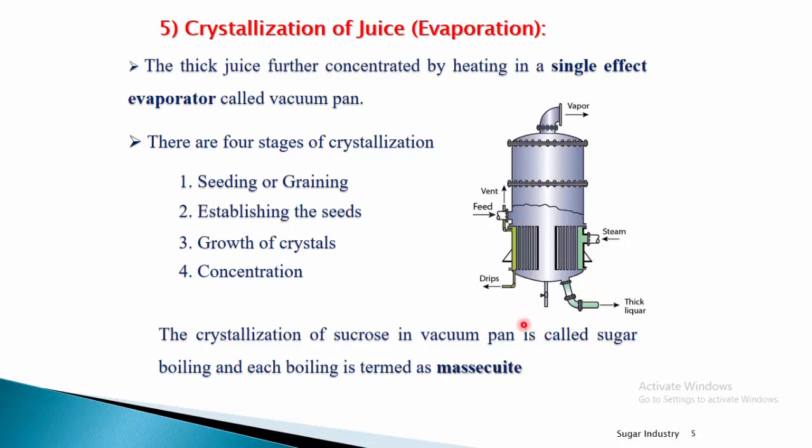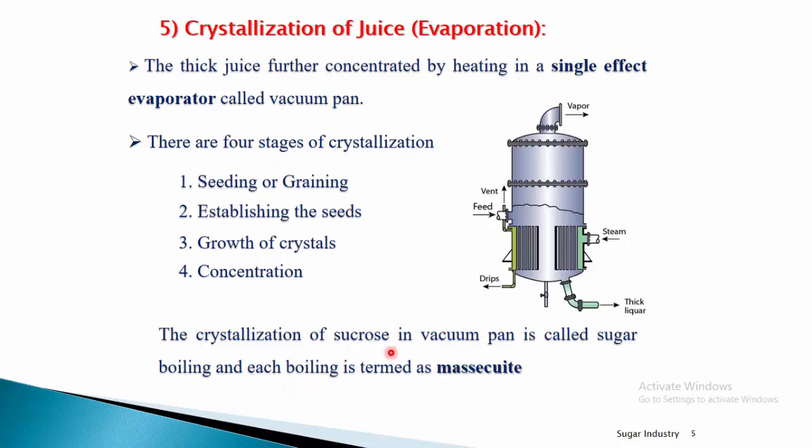Here in the single effect evaporator, there are four stages of crystallization, as we can see here: seeding or graining, establishing the seeds, growth of crystals, and concentration. You can see all these steps in the single effect evaporator.